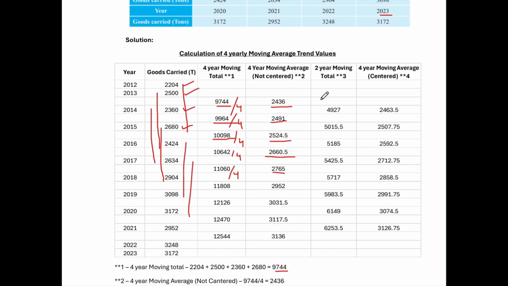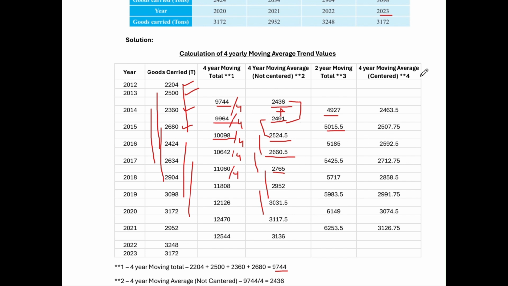Next we need to calculate the 2-year moving total. First we calculated the 4-year moving total, then the 4-year average. Now we will calculate the 2-year moving total. So first we add 2 values: 2436 plus 2491. For the next, we add the next 2, and then we get 5015.5. Then again we drop one and add one. In the same way, we will calculate for the entire series.